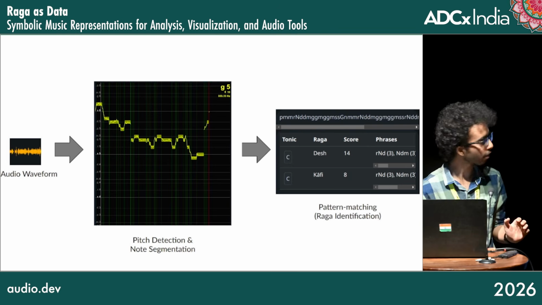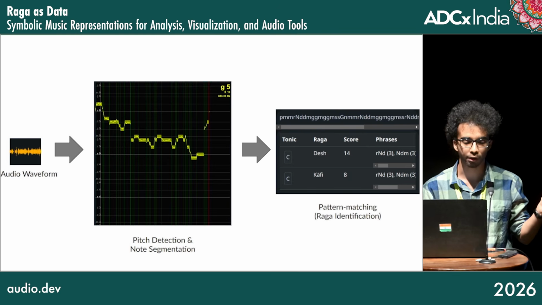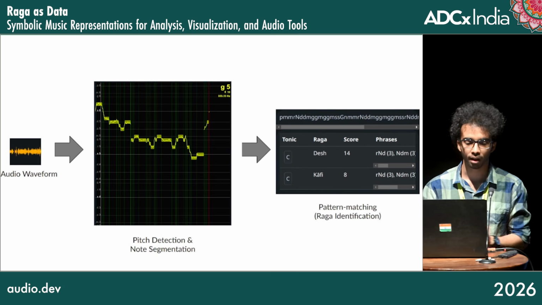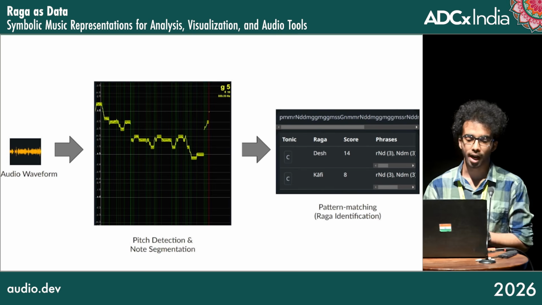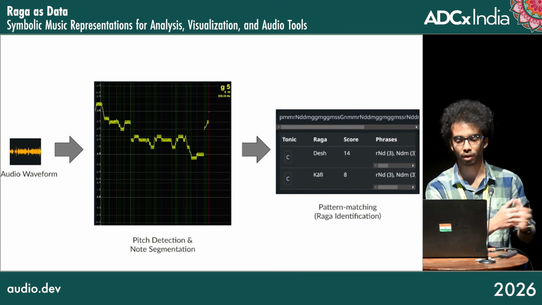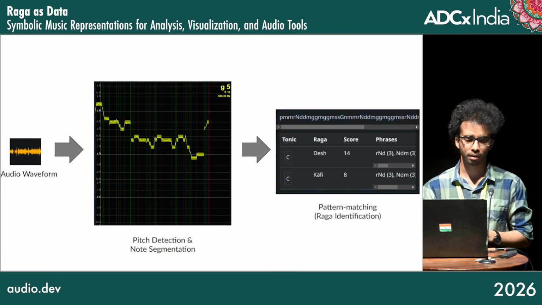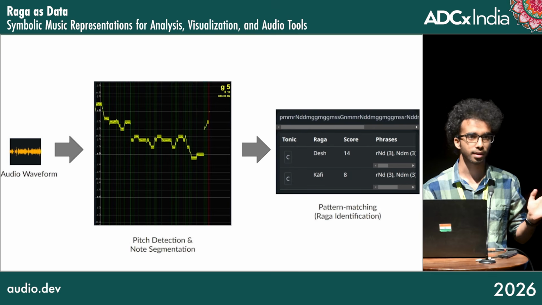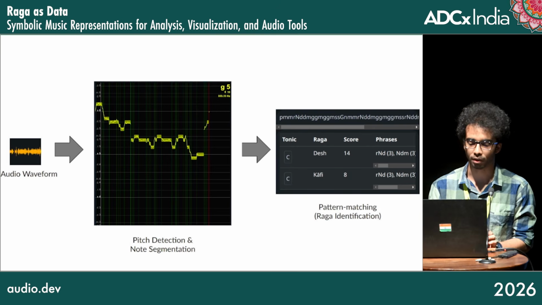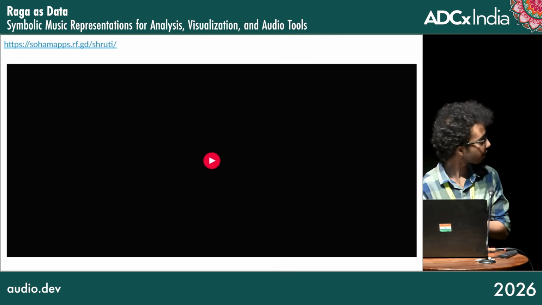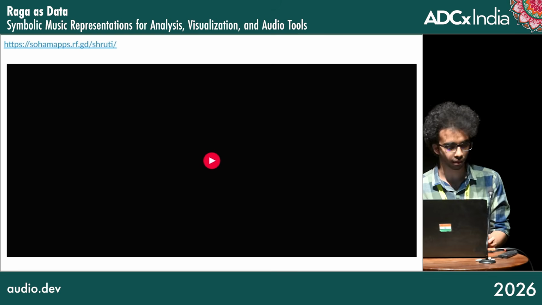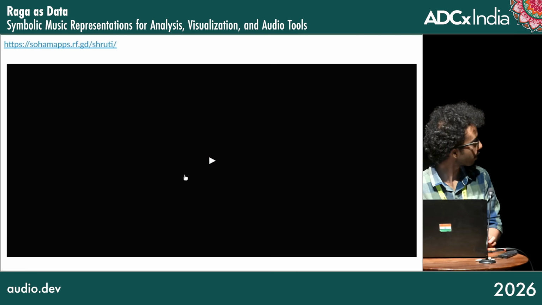So now the flow looks like first the audio waveform, which you will get through the mic or any audio file. And then you extract the pitch, so pitch detection, and you try to segment each individual note. And then using the notes, do the same thing that the previous pipeline was doing, which is pattern matching. But here we see an example. I'll show you how that worked.